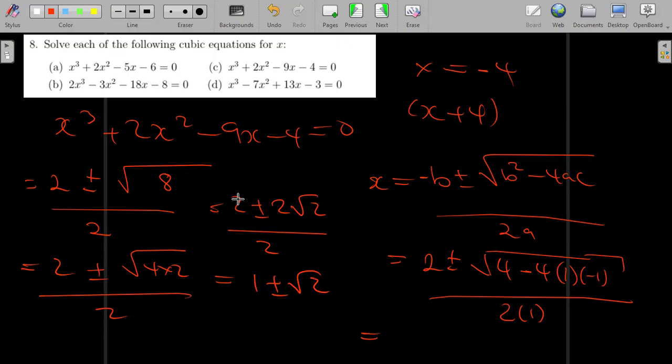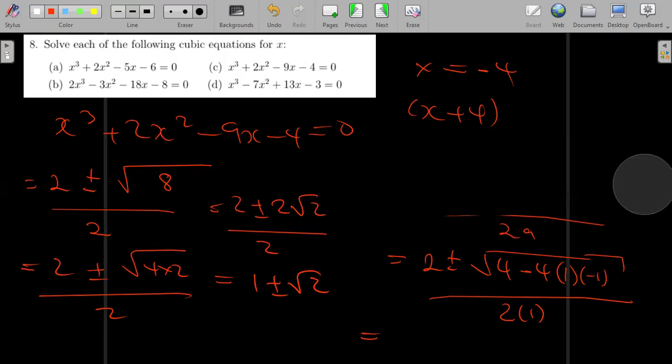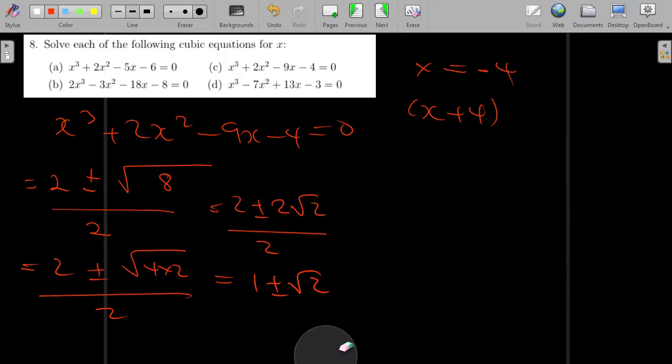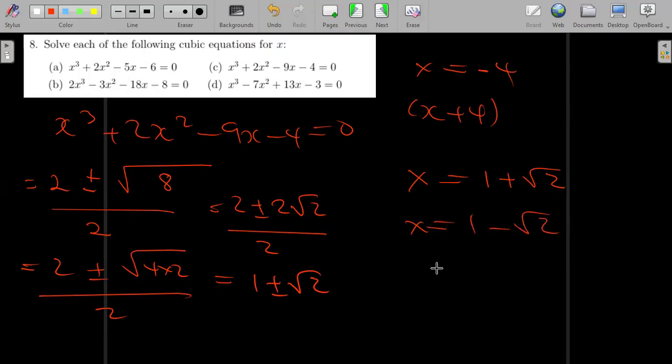So those are going to be my values of x. When it's positive, x equal to 1 plus root 2, and the other value is x equal to 1 minus root 2. And of course, I found my first value of x to be negative 4. So these are going to be the values for this polynomial, and you do the rest for the others.